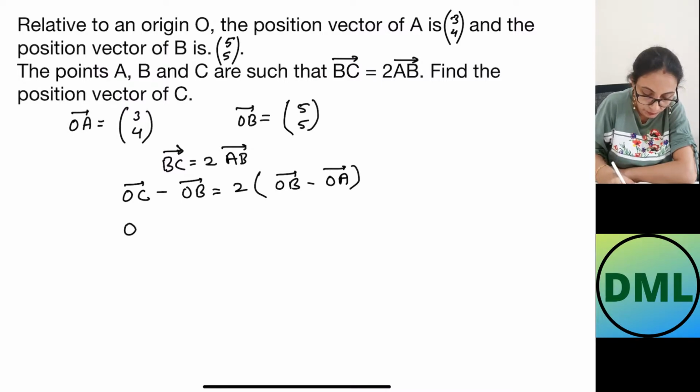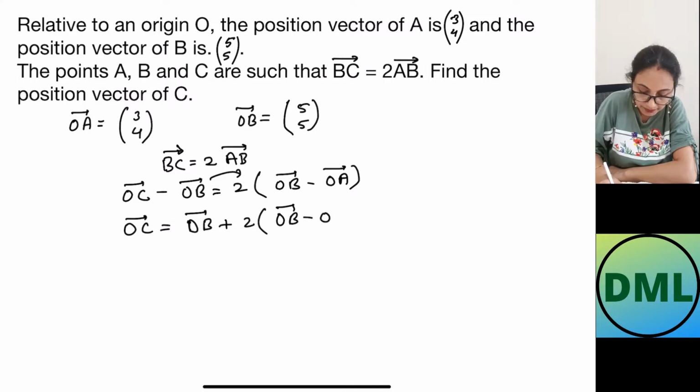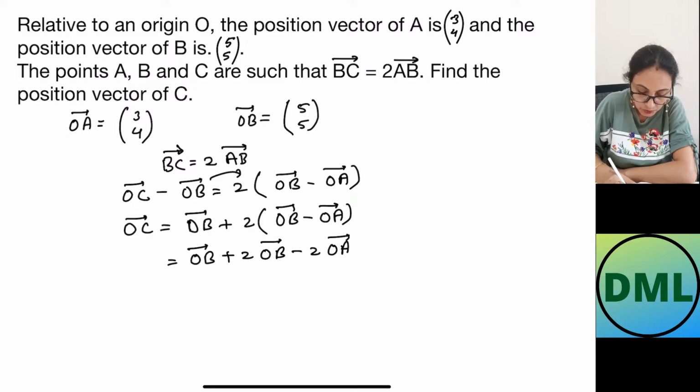Now move this OB to the right hand side. So the vector OC will be written as OB vector plus 2 times (OB vector minus OA vector). Now let's open the bracket first. That will be written as 2 times OB minus 2 times OA. So OB and OB, 2 plus 1 will give you 3 times OB vector minus 2 times OA vector.